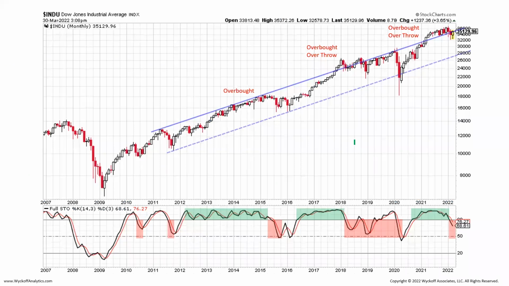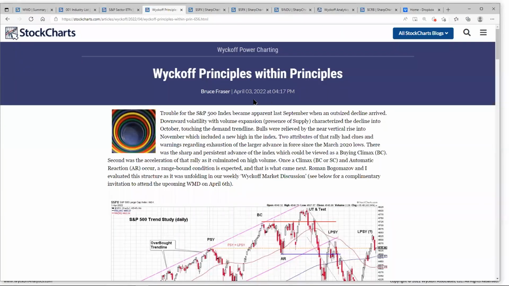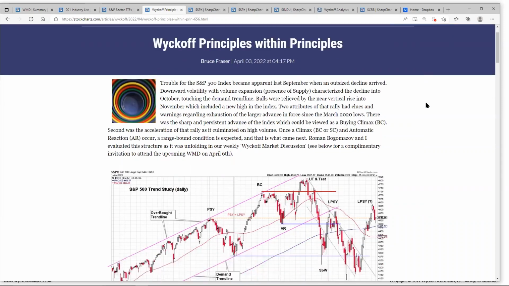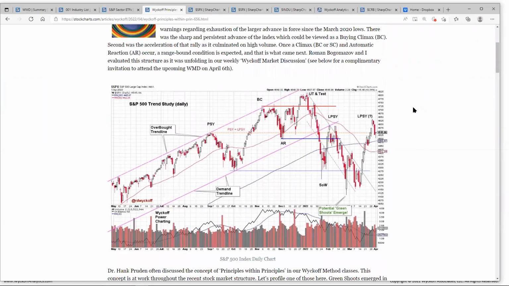So let me just start with a discussion about the blog, which was on April 3rd. This is Wyckoff Principles within Principles. The idea here is that there are the Wyckoff concepts at work in all time frames. So we're going to have a look here. Here's the very big picture. This is the Wyckoff S&P 500 trend with my interpretation of the unfolding of this. This is a distributional interpretation that we're looking at.